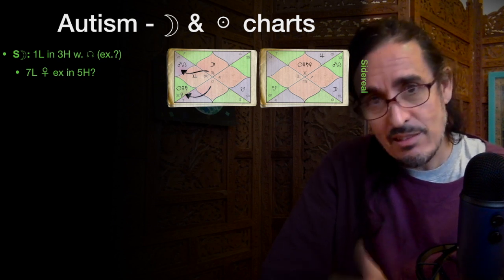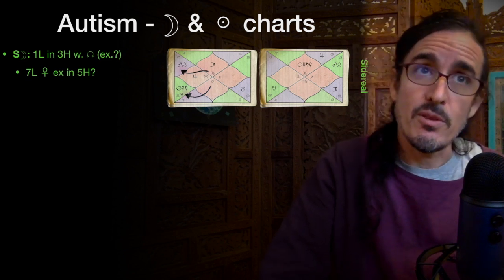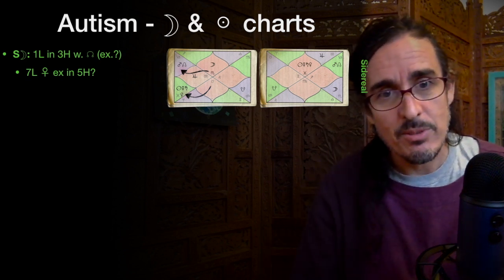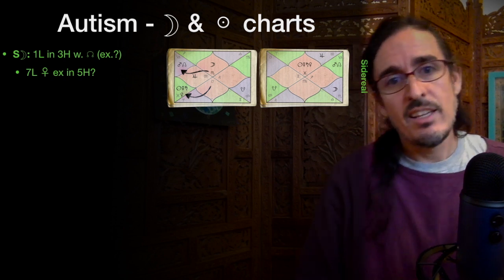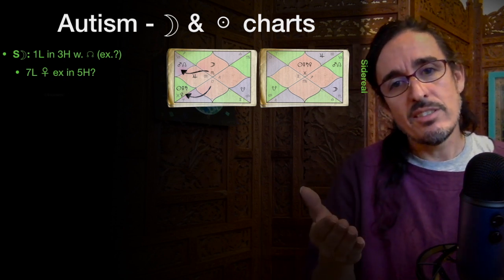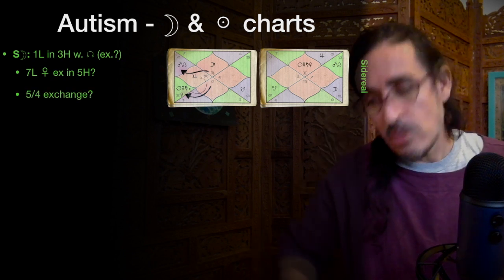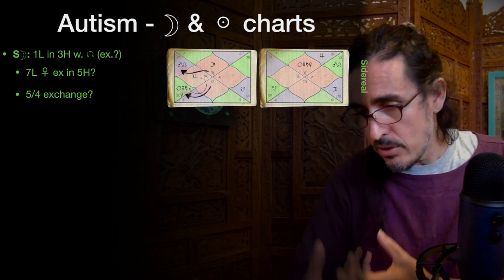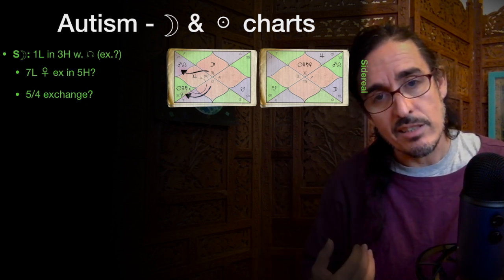So your seventh lord, which is about how you interact with other people, is exalted in the fifth house, which is about how you communicate to other people. And you're autistic, that's not likely at all. And also this sidereal moon chart has a house exchange with 5 and 4, which is also showing that the emotions can come out and be intellectualized easily, processed easily.